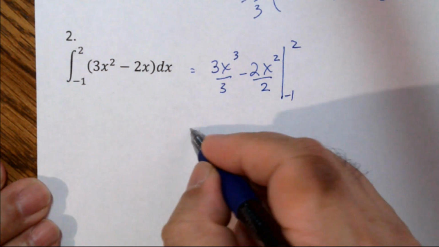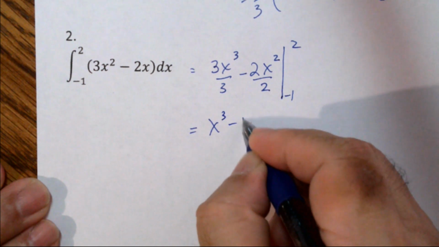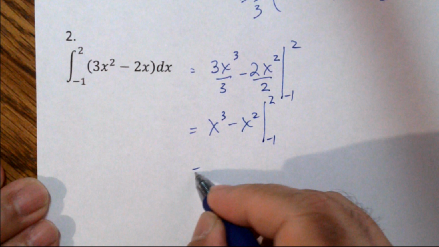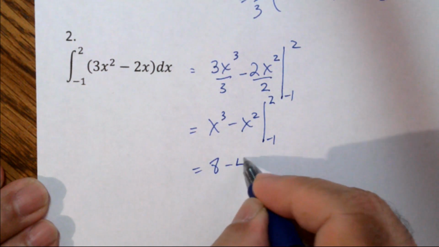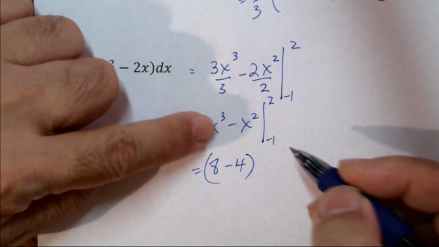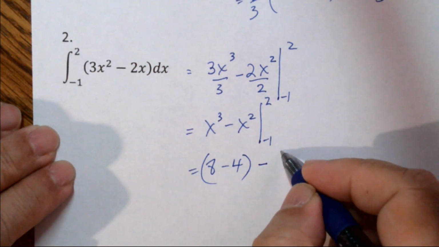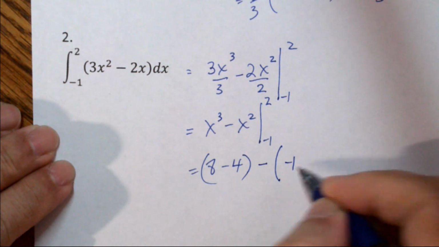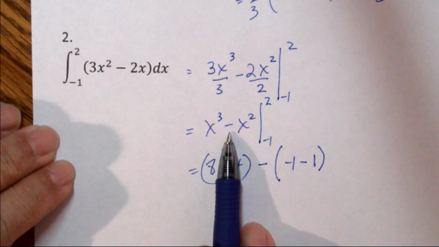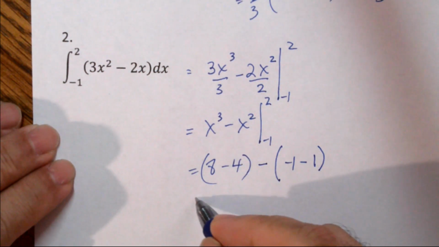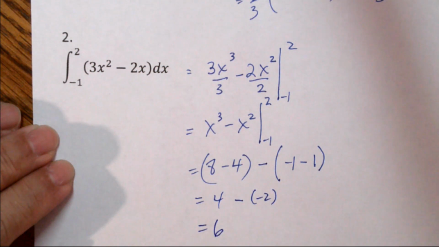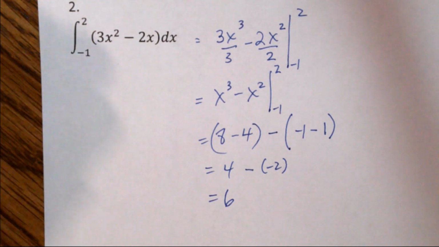All right, let's clean that up a little more. So it's x cubed minus x squared. Take it from -1 to 2. We substitute the values. 8 minus 4. So I just substituted 2 into here. 2 to the 3rd is 8. 2 squared is 4. Minus -1 to the 3rd is -1. -1 squared is +1. This minus sign is that minus sign. So that's going to be 4 minus -2, making it 6. All right, that's example 2.